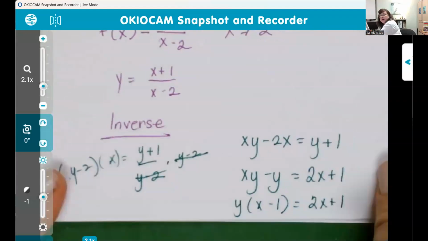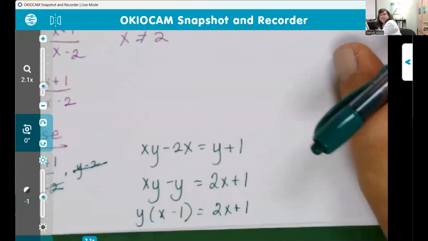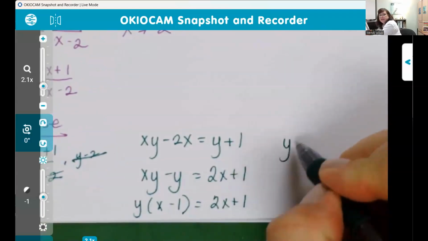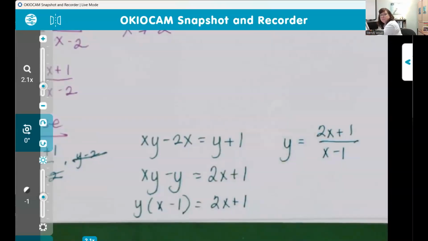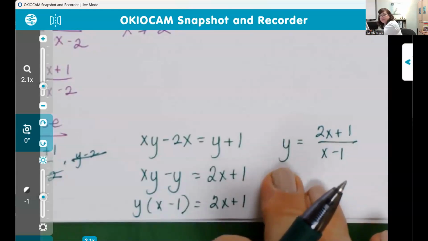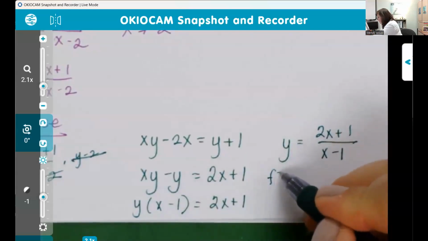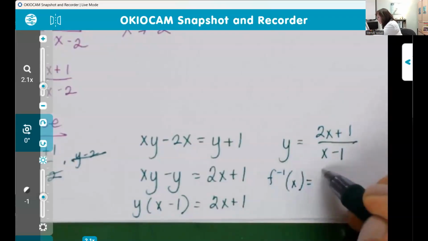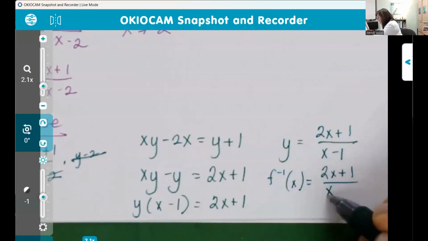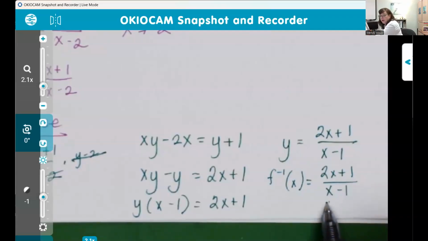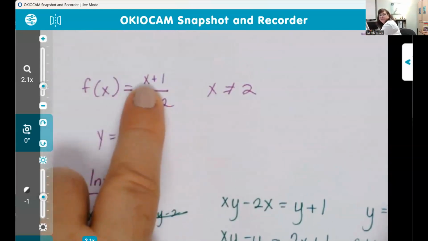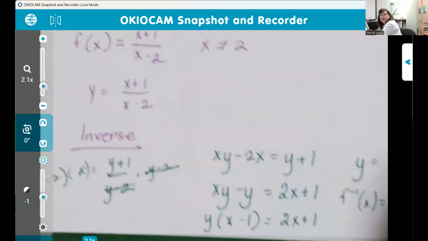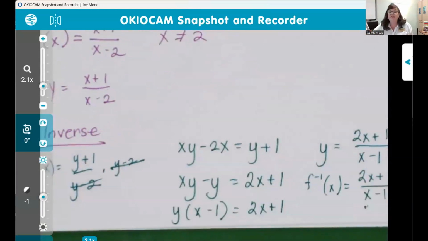Okay, and then solve for the y. So my y, therefore, is going to equal 2x plus 1 divided by x minus 1. All right, this is my f inverse. So f inverse of x is 2x plus 1 over x minus 1. X cannot equal 1, because that would make it undefined. This is the inverse function of our original f of x. Now you can pause this and rewind that if I went through that too fast for you.